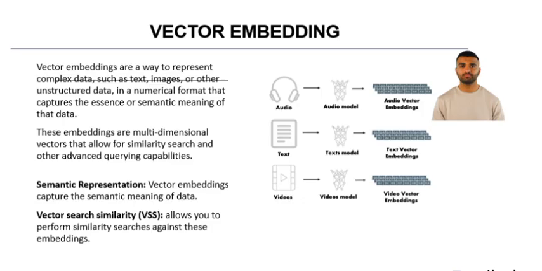Vector embeddings are a way to represent complex data, such as text, images, or other unstructured data, in a numerical format that captures the essence or semantic meaning of that data. These embeddings are multidimensional vectors that allow for similarity search and other advanced querying capabilities. Semantic representation: vector embeddings capture the semantic meaning of data. Vector search similarity, VSS, allows you to perform similarity searches against these embeddings.